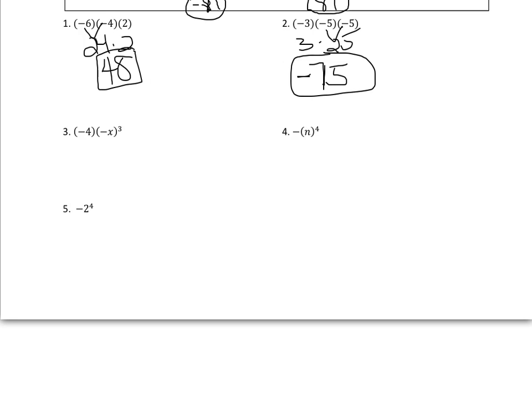In example 3, okay, we have negative 4 times the opposite of x to the third power. Well, you can almost look at it as we have the opposite of x to the third power. That's kind of like a negative raised to an odd power. It's going to stay negative, and then times a negative 4 is going to make it positive. So we're going to have 4x to the third power.